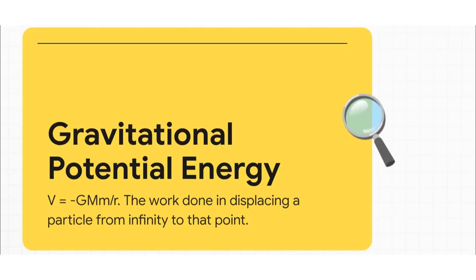The formula for gravitational potential energy is V equals minus GMm over R. Now, I really want you to focus on that negative sign. It's not a typo, okay? It's there for a very important reason. It tells us that the gravitational force is attractive. It means the system is bound. You actually have to do work to pull the masses apart.